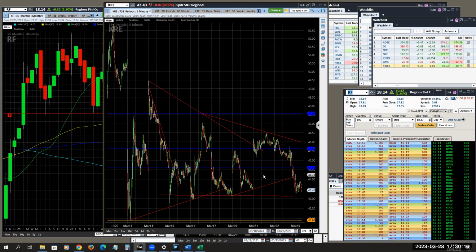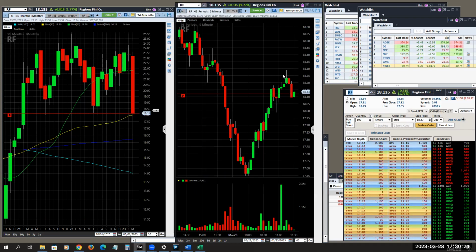If this is going to go further down, you've got to look for stocks that are at resistance. What's a resistance? We have RF. RF was in an upward sloping trend line. It just broke it to the downside. This should be resistance around 18.20, from here to 18.20, with the stop loss at 18.37, 18.46, somewhere around there. So look for things that are breaking down in the banking sector.